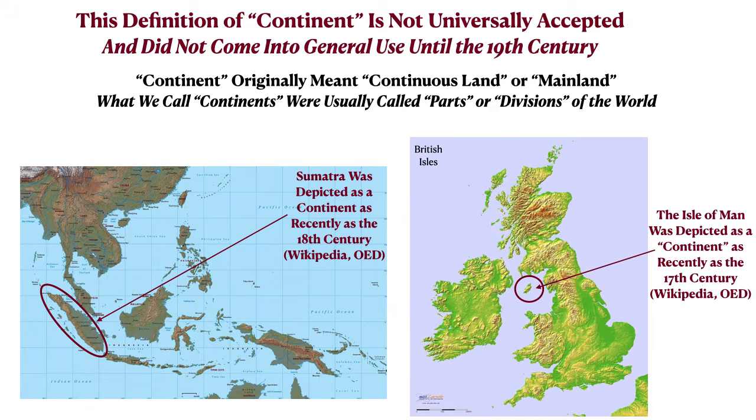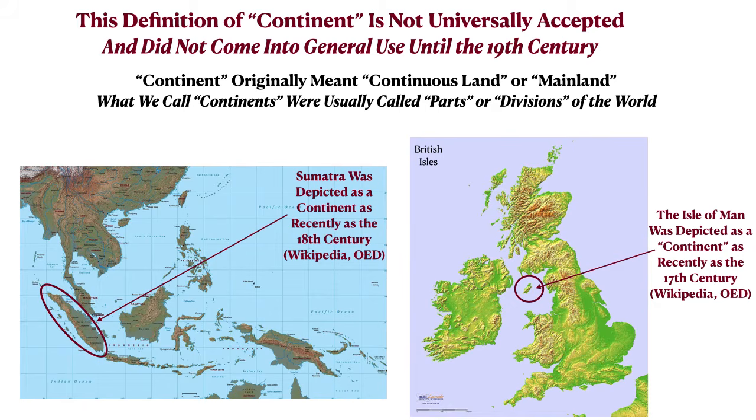More surprising was the relatively small Isle of Man, in between Britain and Ireland, which was depicted as a continent as recently as the 17th century. Again, this is in the Wikipedia article on continent. The reference is to the Oxford English Dictionary. You can trace it out there if you want.